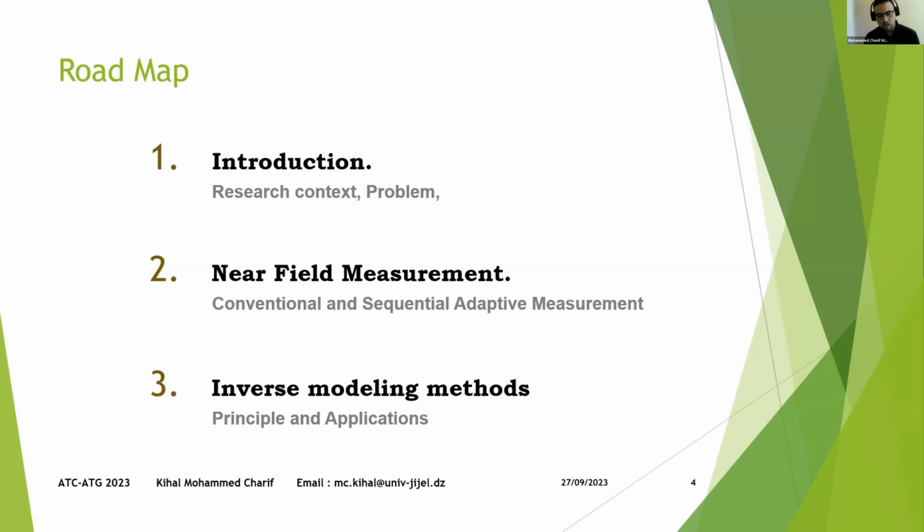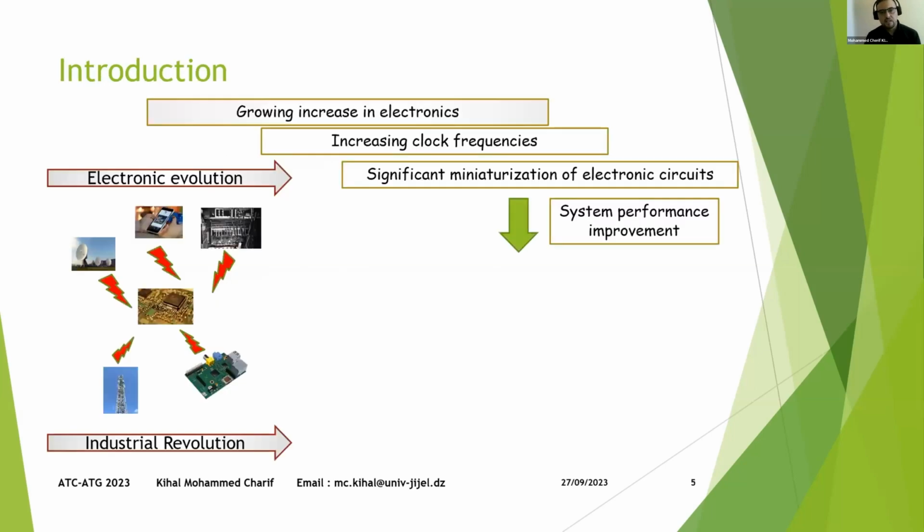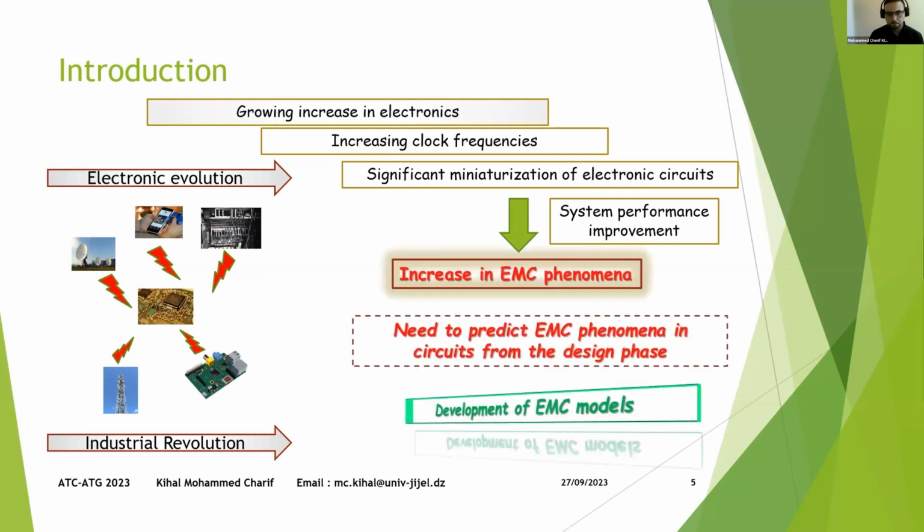Okay, let's start with the introduction. In recent years, the world has experienced great evolution in electronics. This evolution was at the origin of a real industrial revolution. The miniaturization of components, the increase in clock frequencies and switching speeds have made it possible to optimize system performance and provide a better user experience. However, these advances can cause coexistence problems, especially when integrating circuits of different nature in small spaces. It's an electromagnetic compatibility issue. Our research fits into this context.